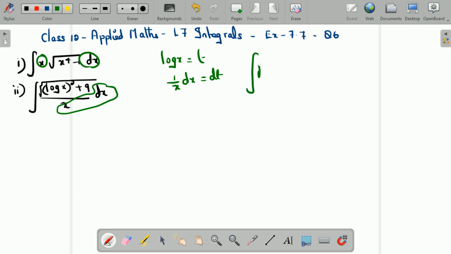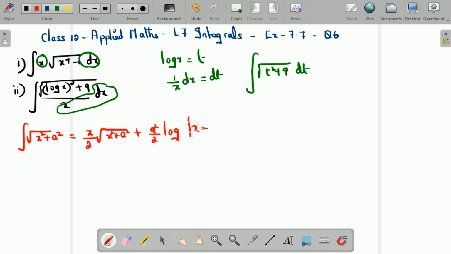So this will become integral of root of t squared plus 9 dt. Now there is a formula, let's write out the formula. So integral of root of x squared plus a squared is going to be equal to x by 2 root of x squared plus a squared plus a squared by 2 log of x plus root of x squared plus a squared plus c. So here I'm going to use that formula. Remember, a squared is going to be equal to 9.